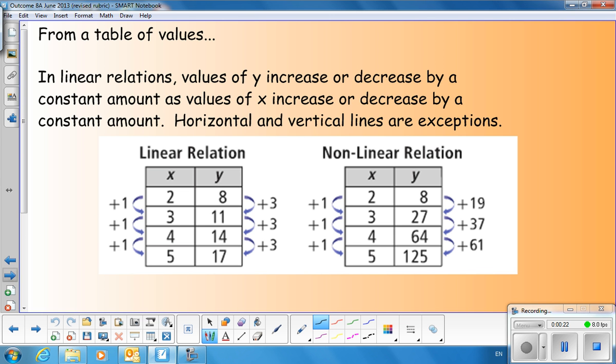From a table of values, in linear relations, values of y increase or decrease by a constant amount as values of x increase or decrease by a constant amount. Horizontal and vertical lines are exceptions. So if we look at the linear relation, as we increase 1 each step in our x values, our y values increase in each step by 3. In a nonlinear relation, our x values can be increasing by a constant amount, but our y values are increasing by a changing amount, and therefore it'll be a nonlinear relation.